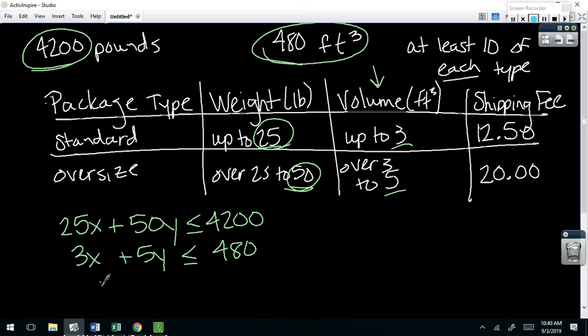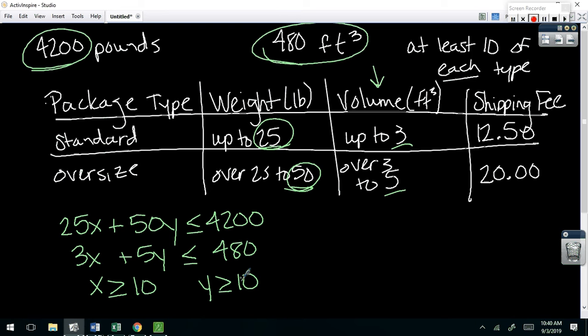X and Y is greater than or equal to 10. That's exactly right. X and Y both have to be greater than or equal to 10. Remember, I can write those as separate inequalities because I'm talking about where they overlap. So both conditions have to be met.